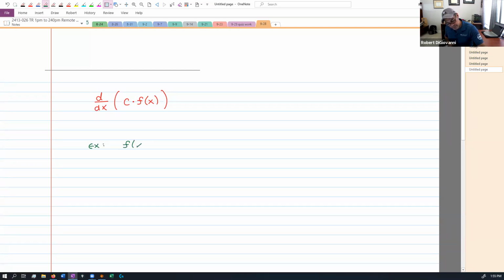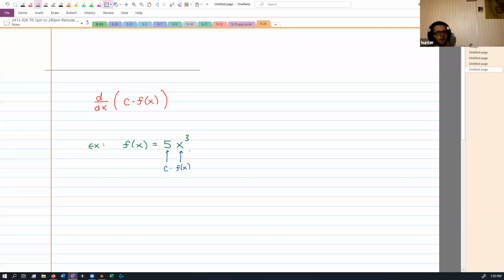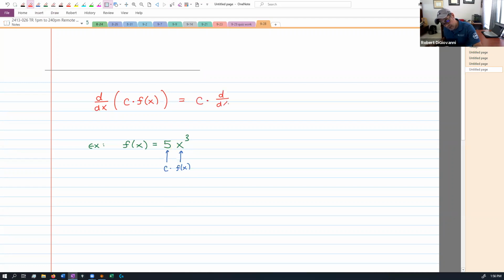Let's say we have a function 5 times x to the third. Does everybody see that you could look at 5 as being a constant, and x cubed as being some function of x? Now, I know that I already told you that the derivative of a constant was 0, but that was a constant by itself. If that constant is attached to a function like this, then the derivative of it is not 0, okay? The rule says this is going to turn into the constant times the derivative of the function.